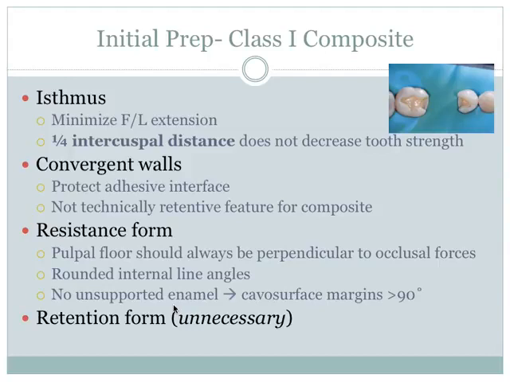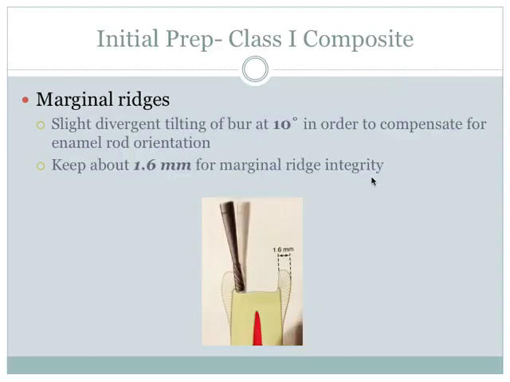And then, as we talked about in our first video, you don't want unsupported enamel, and how we ensure that as best we can is that the angle formed between the cavity wall and the external surface of the tooth is greater than 90 degrees. If it's less than 90 degrees, you have that risk of having unsupported enamel that may fracture and then compromise the integrity of all our hard work later on. And like we said, retention form is sort of unnecessary because of adhesive dentistry. We don't really need to rely on mechanical retention.